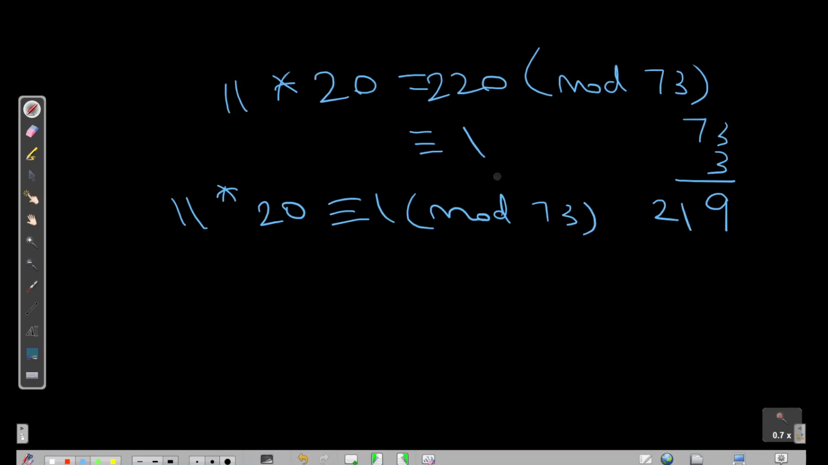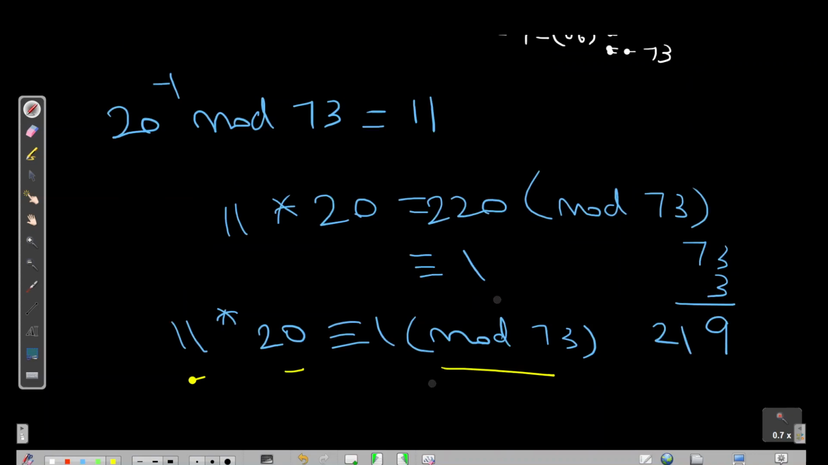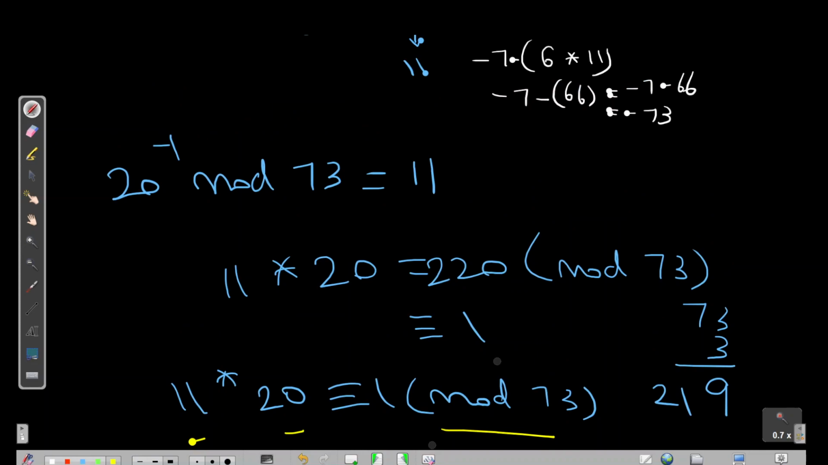So what is the meaning of this? Under modulus 73, 11 and 20 are inverses of each other. So in this way, the extended Euclidean algorithm is used to obtain the multiplicative inverse of any number.